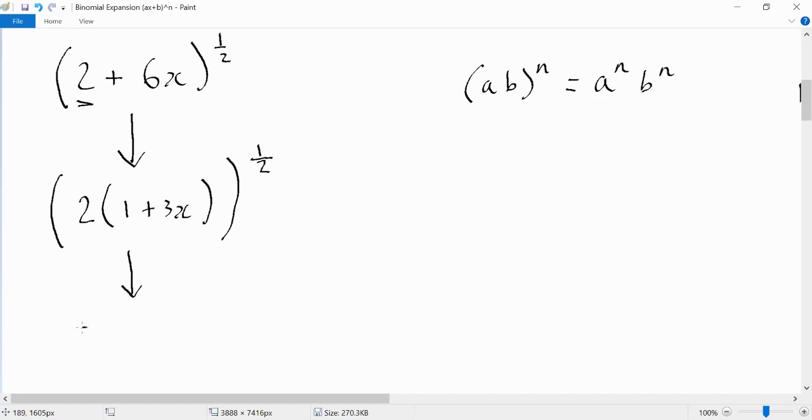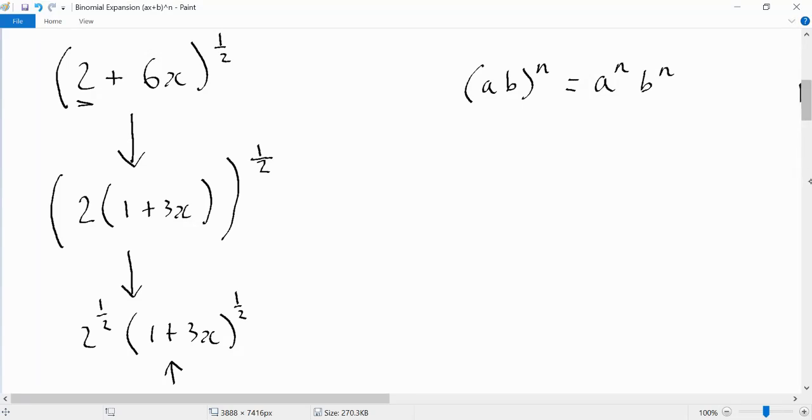It allows us to rewrite it as 2 to the power of a half times 1 plus 3x to the power of a half. And this is useful because it now means that my original question is just root 2, or 2 to the power of a half, lots of whatever the binomial expansion of 1 plus 3x to the power of a half is. That is something we're happy about because the binomial expansion part of the problem is now just a binomial expansion with the number 1 as its constant term, which allows us to use the same method that we were using before.